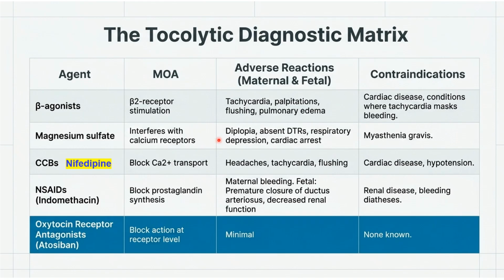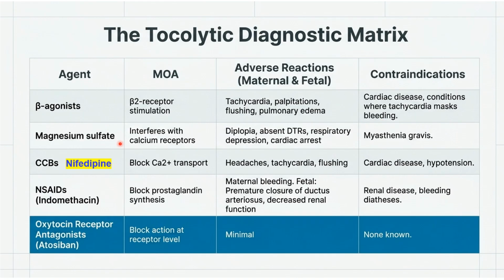Now, the adverse effects and the contraindications for beta agonists. They can lead to tachycardia, palpitation, flushing, and pulmonary edema if used for more than 48 hours during pregnancy with a gestational age of more than 22 weeks until 33. The contraindications are cardiac disease and conditions where tachycardia masks the bleeding.